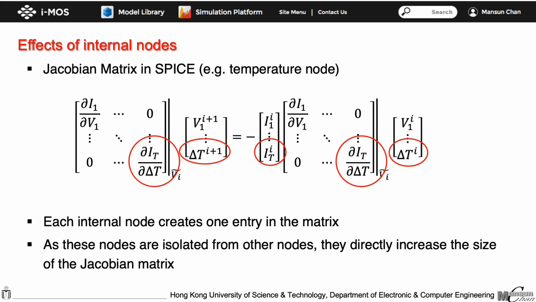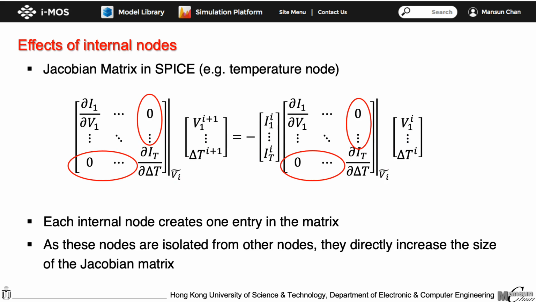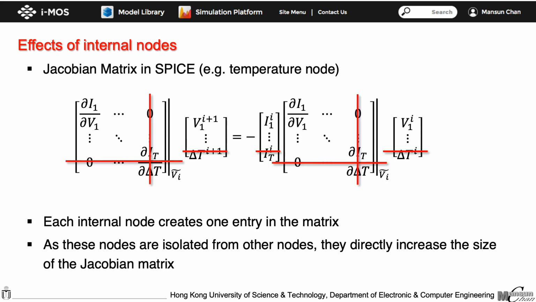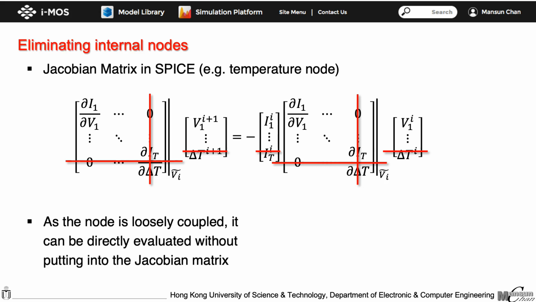As the internal node is usually quite isolated from other terminals, the rows and columns associated to these internal nodes are usually zero. By noticing this, we can actually take out this equation from the matrix and explicitly calculate the next prediction of the temperature value at the I+1th iterations without going through the matrix. By doing so, it preserves the size of the Jacobian matrix and reduces the simulation time.